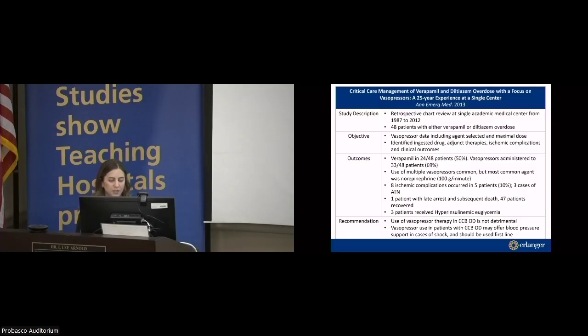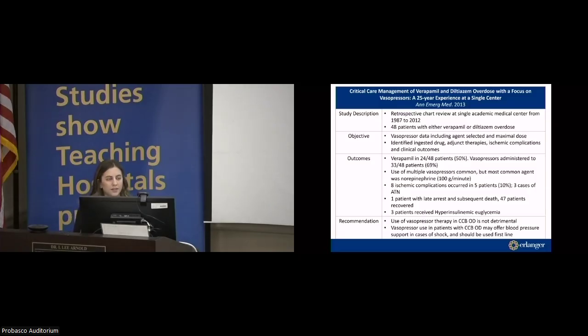There were 8 ischemic complications that occurred in 5 patients and 3 cases of acute tubular necrosis. One patient had a late arrest and subsequent death. 47 patients recovered, and only 3 patients that were included in the trial received the insulin therapy. And so they concluded that the use of vasopressor therapy in calcium channel blocker overdose wasn't detrimental, and that vasopressor use in patients with calcium channel blocker overdose can offer blood pressure support in cases of shock and should be used as a first-line agent. And this is kind of extrapolated into the beta blocker overdose group as well.